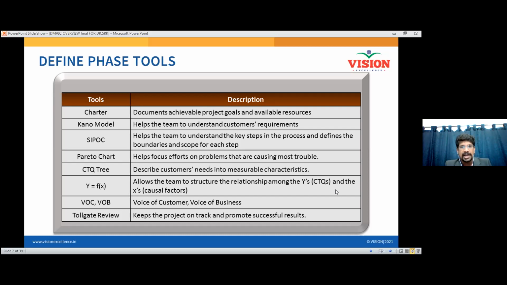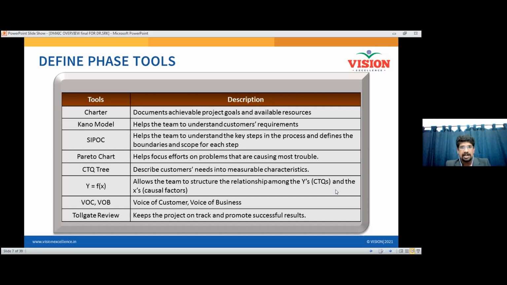Then the critical to quality tree, to convert these CTQs into measurable characteristics. How to convert? The customer says, I want a very good service. What does it mean? You have to convert that into a number. Then only will it be easy for you to measure. How to do that? CTQ will help you to do that. And Y is equal to F of X. Just now, Dr. Shivakumar has poured a lot of information on this content.